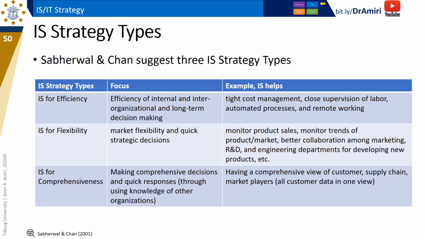The second type of IS strategy is IS for flexibility, which focuses on market flexibility and quick strategic decisions. Here, we try to develop new business applications or add features to current business applications in a way that allows us to be quick in responding to the market.